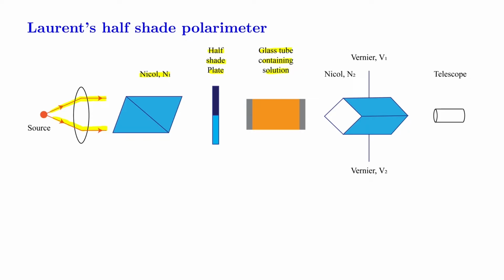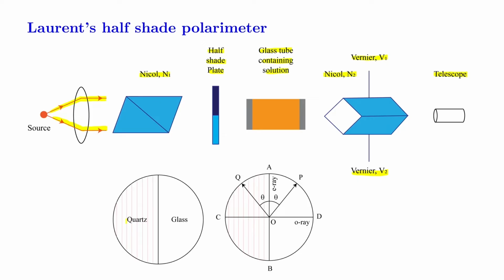While passing through the glass tube containing the sugar solution, the polarization angle of the light beam will be rotated by a specific amount theta. To analyze the light that is coming from the sugar solution, another nickel prism designated as N2 is used. So N2 is an analyzer which could be rotated about an axis and is having verniers V1 and V2 to take the measurements. The light intensity from the nickel prism N2 could be seen using a telescope. So this is the arrangement of the Laurent's half-shade polarimeter. We shall now discuss the design of the half-shade plate.